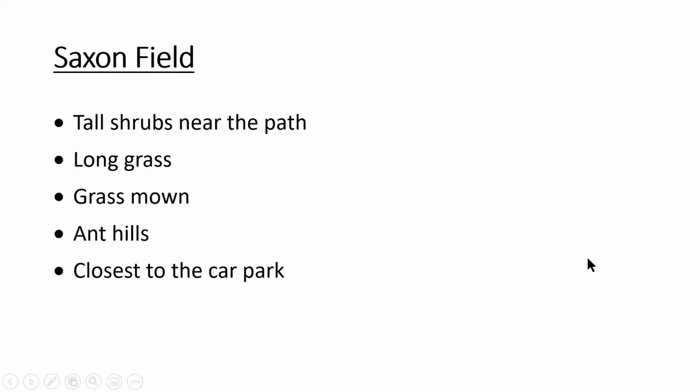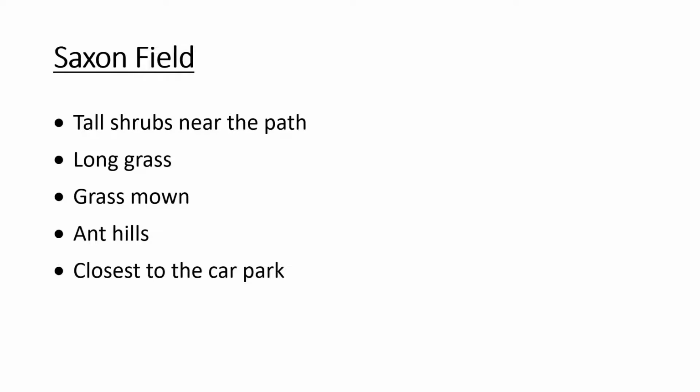Saxonfield. Saxonfield had tall shrubs near the path that created shaded areas, which in turn creates areas of low biodiversity. Blackthorn bush is one of these species that grows close to the path and has an effect on the biodiversity. Long grass was also found in Saxonfield. This long grass often creates less biodiversity because shorter species cannot survive.